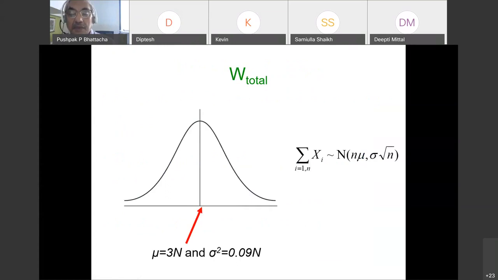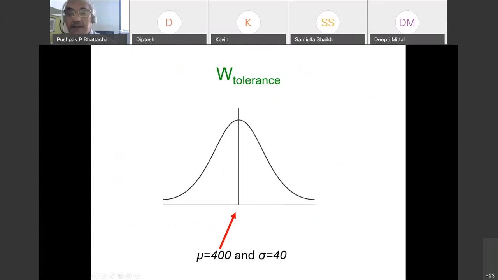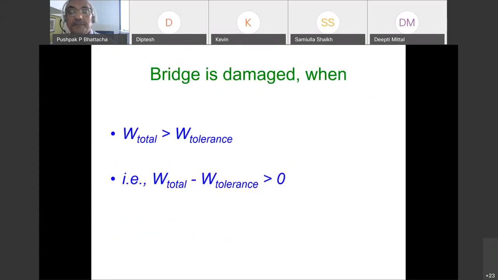And we applied the central limit theorem and got the mean and the standard deviation of total weight on the bridge when n cars come on the bridge. Okay, the means are added. The variances also are added. And the tolerance curve again has mean of 400 and standard deviation 40.